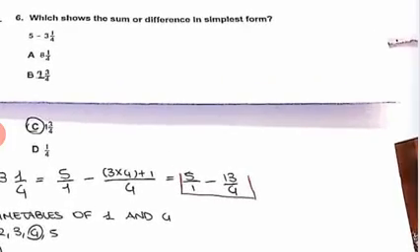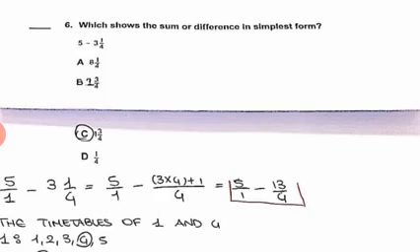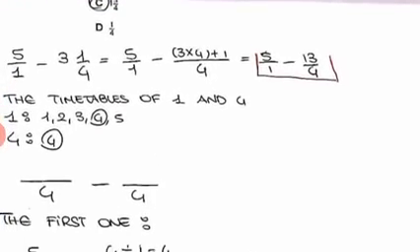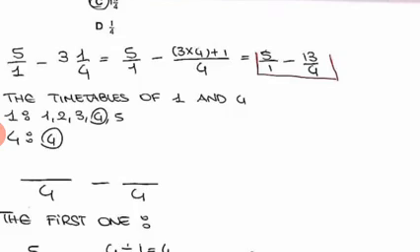Now, which show the sum or difference in simplest form. Here we begin writing the 5 as a fraction, so it's 5 over 1, minus 3, 1 over 4. Then we transform the mixed number into a fraction. So we make 4 times 3 and the result plus 1 over 4.